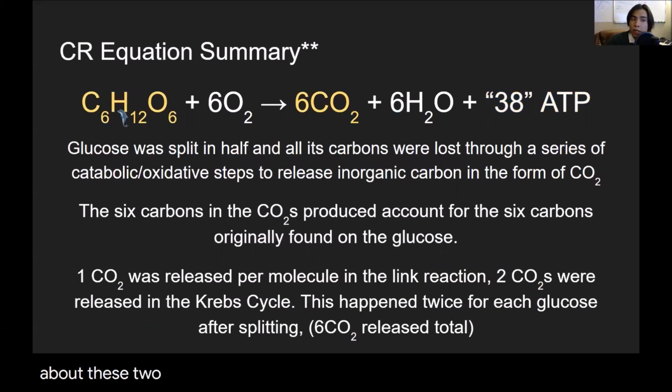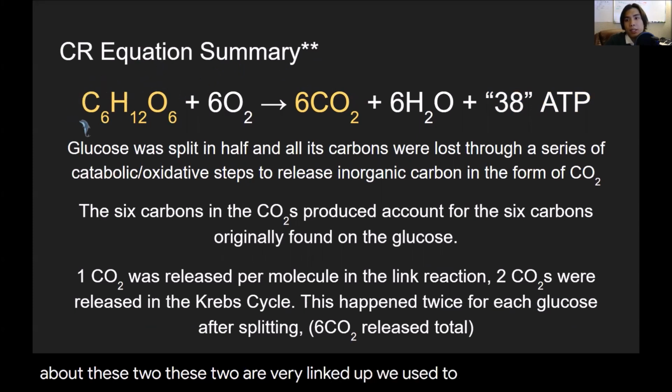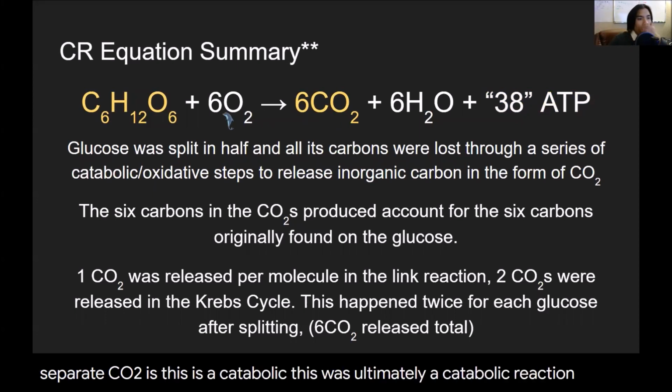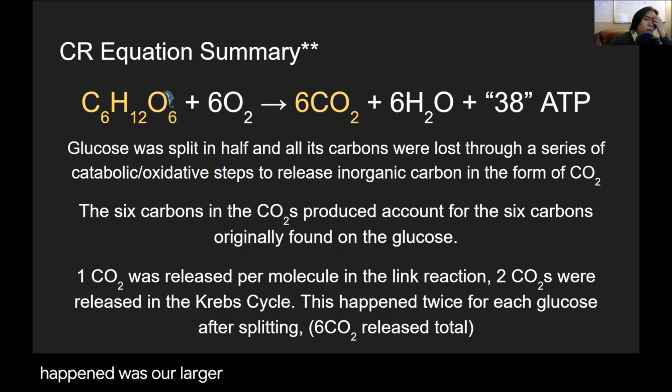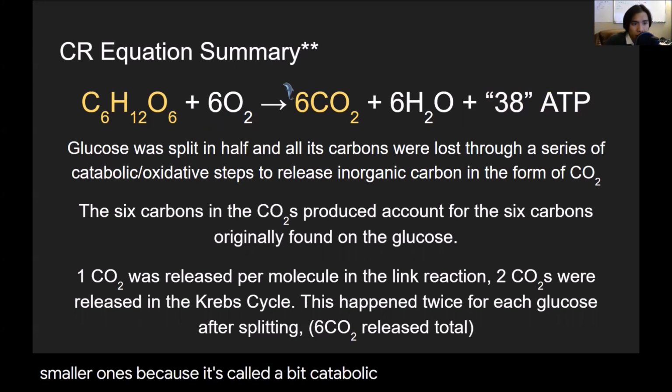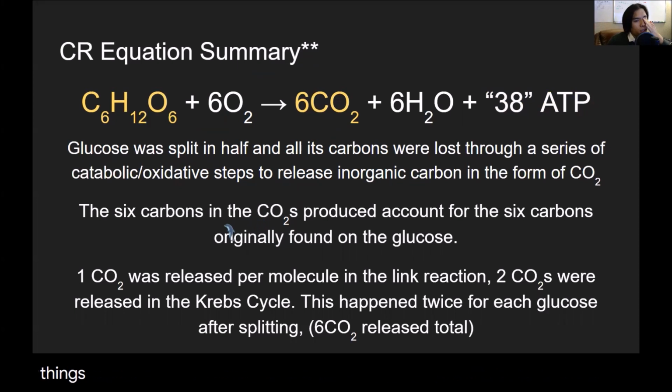Now I want to talk about these two. These two are very linked up. We used to have a 6-carbon sugar molecule, glucose, that ultimately ended up in the form of 6 smaller, separate CO2s. This was ultimately a catabolic reaction. What happened was our larger molecule was split up into smaller ones. Larger thing to smaller ones, because it was catabolic, it was oxidation. And all these oxidative steps were used to generate NADH, generate FADH2, and do different things. The 6 carbons found in the CO2s directly account for the 6 carbons over here.